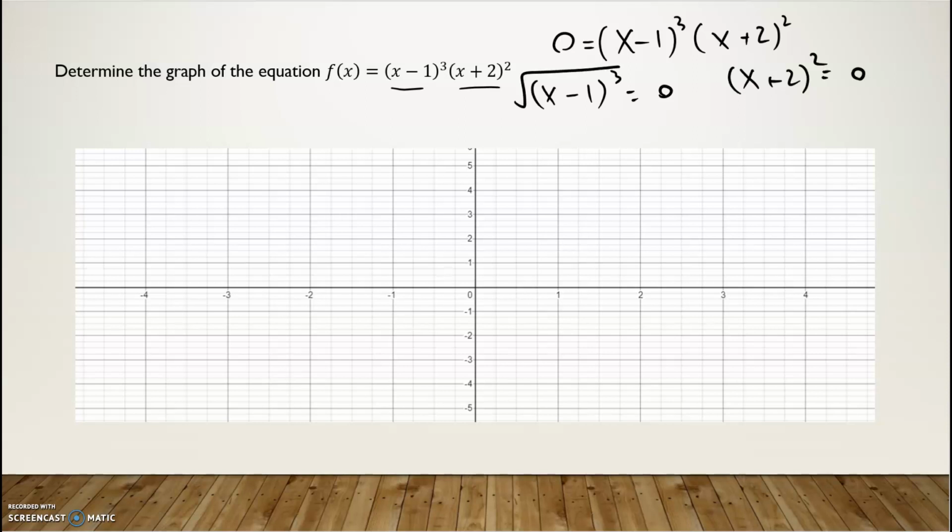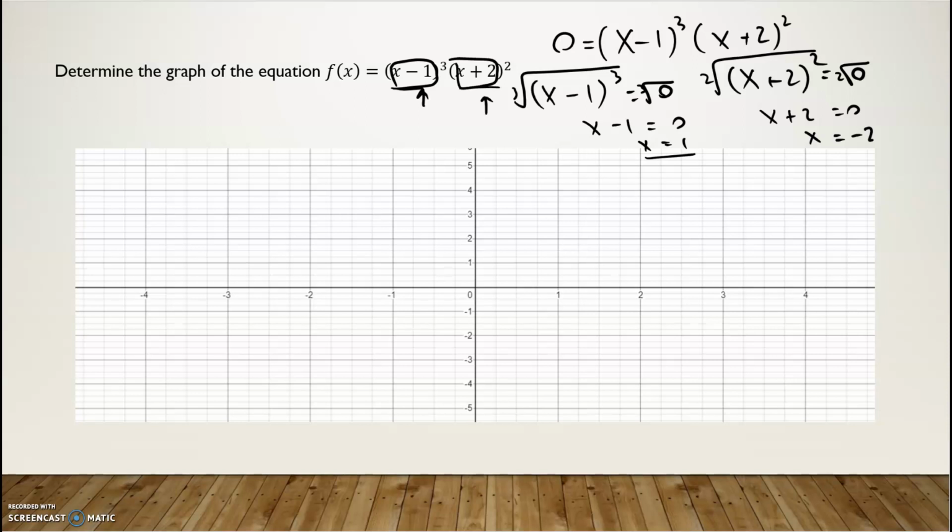Okay, so cube root both sides. So x - 1 = 0, so x = 1. Square root both sides. So x + 2 = 0, so x = -2. Or a very easy way of doing this when it's factored like this: you just take what's inside, change this negative 1 to a 1, and take this positive 2 to a negative 2. So I have x-intercepts at -2 and at 1.